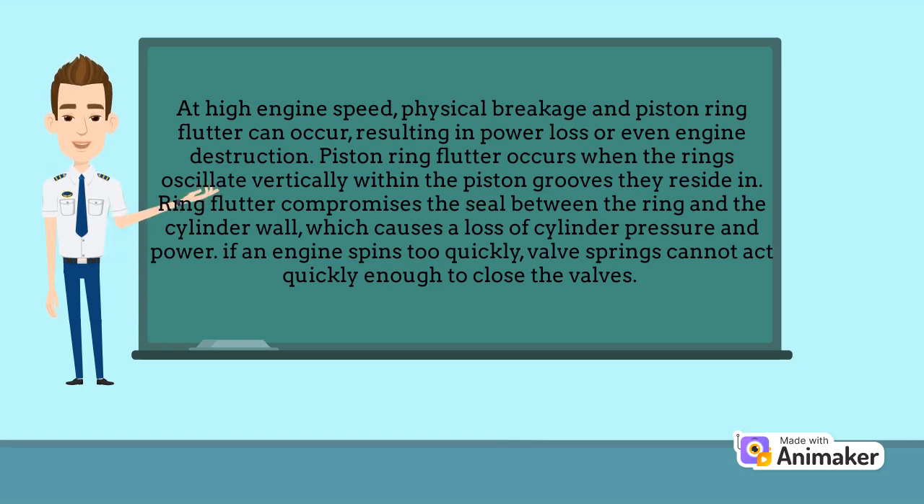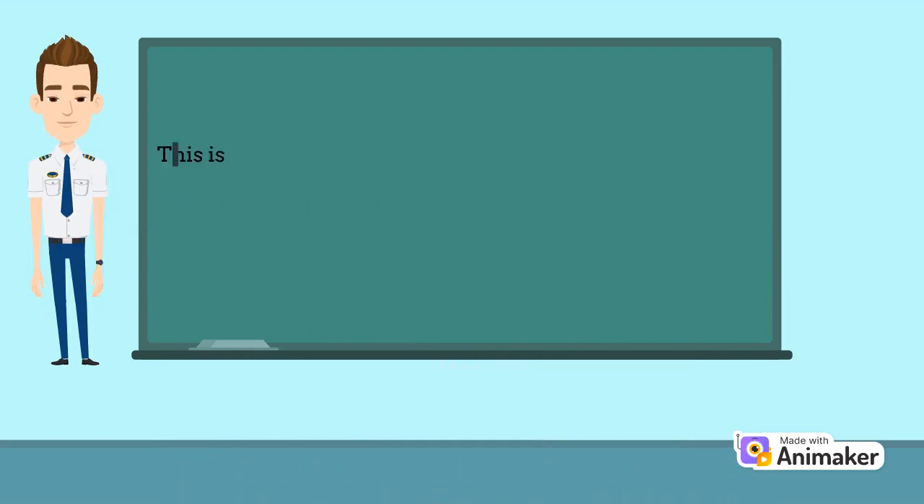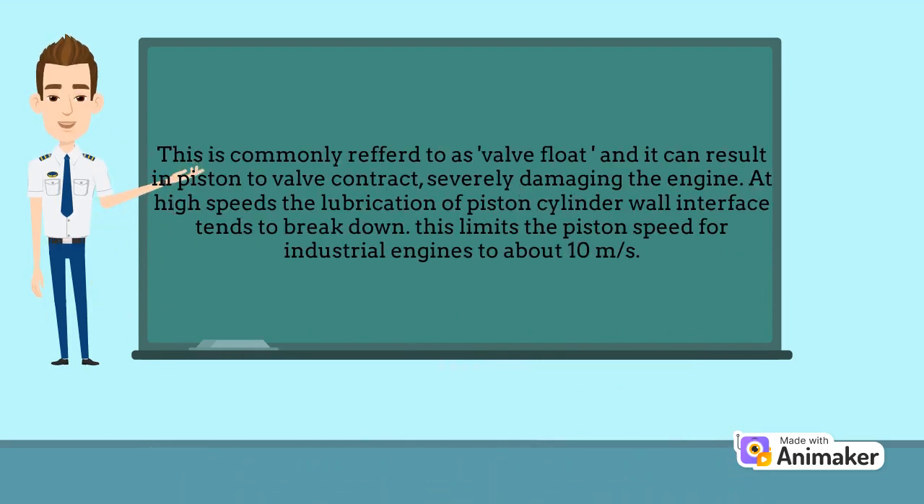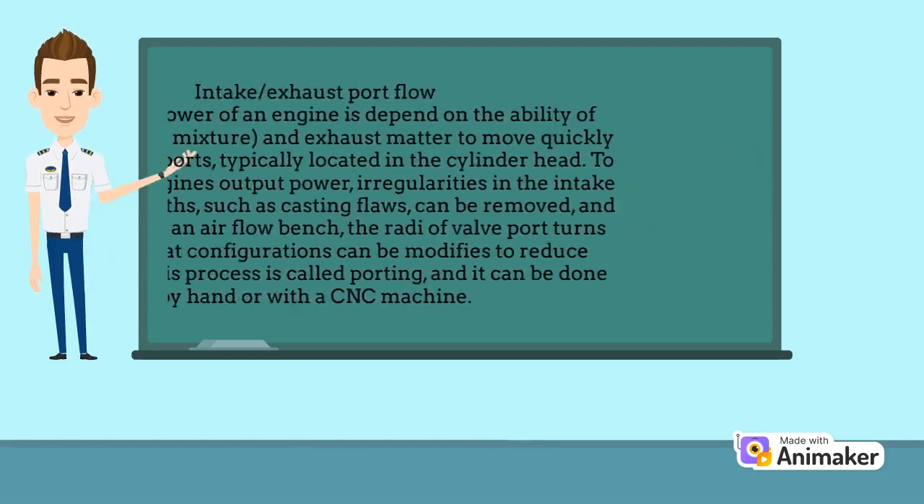Valve springs cannot act quickly enough to close the valves. This is commonly referred to as valve float, and it can result in piston-to-valve contact, severely damaging the engine. At high speeds, the lubrication of the piston-cylinder wall interface tends to break down. This limits the piston speed for industrial engines to about 10 meters per second.